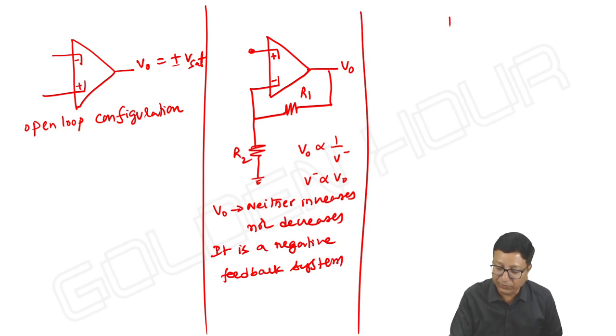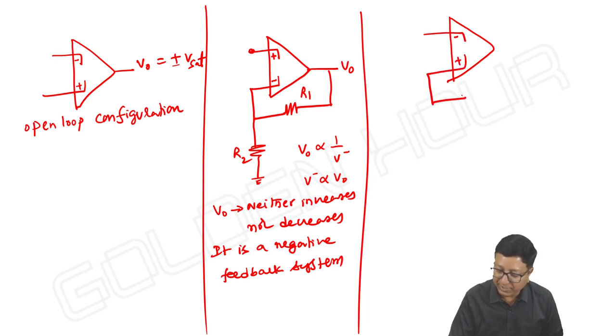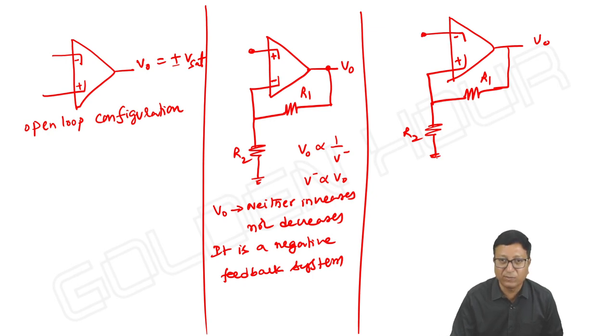Whereas the third case, we have the feedback connection from output to non-inverting terminal. You can remember like this: output to inverting, negative sign, it's negative feedback. Output to non-inverting, it is positive feedback. You may apply input either at inverting or non-inverting terminal. Input may be positive or negative, doesn't matter.